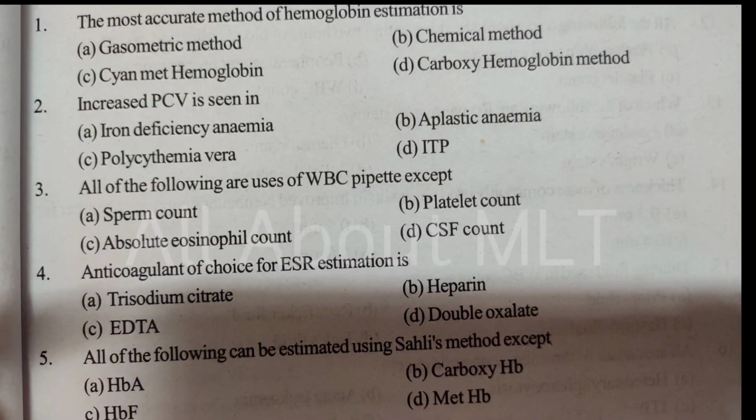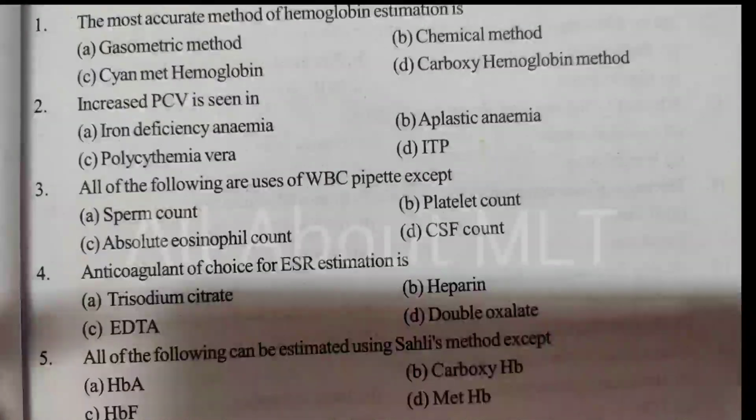All of the following are uses of WBC pipette except option A sperm count, option B platelet count, option C absolute eosinophil count, option D CSF count, and the answer is option B platelet count. Anticoagulant of choice for ESR estimation is option A trisodium citrate, option B heparin, option C EDTA, option D double oxalate, and the answer is option A trisodium citrate.